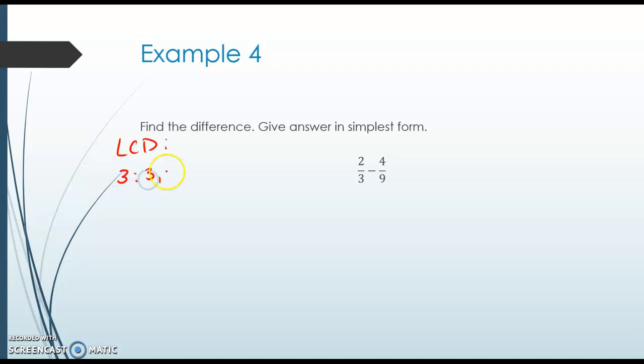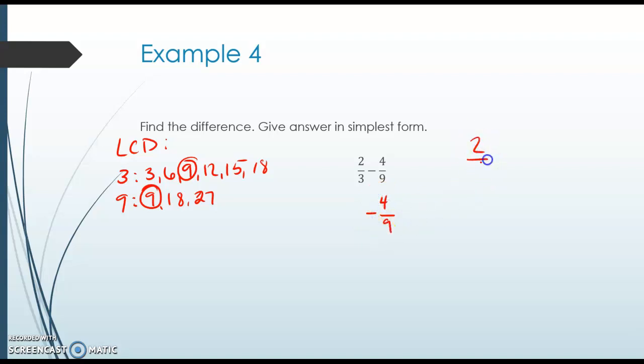So 3 times 1 is 3, 3, 6, 9, 12, 15. Ooh, helps if I can do my multiplication. 15, 18. And then if I look at 9, 9, 18, 27. But here I could go ahead and stop with the first one, right? Because 9 is my least common denominator. What that means is that the 4/9 does not need to change. It's going to stay 4/9.